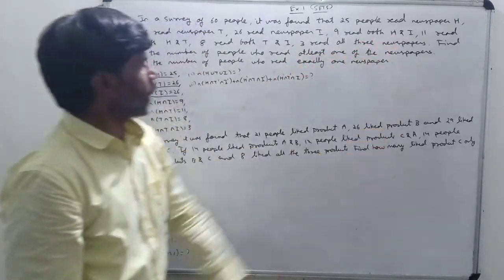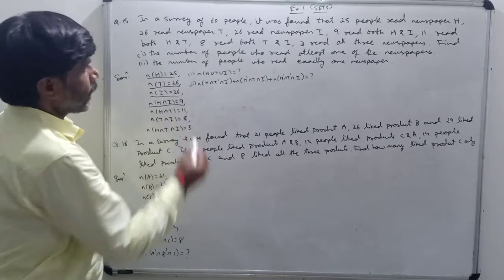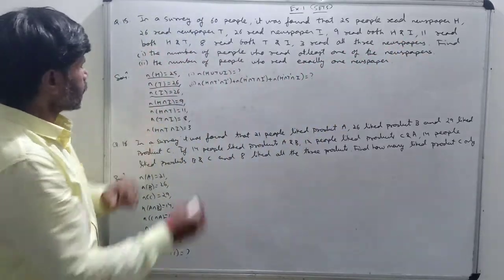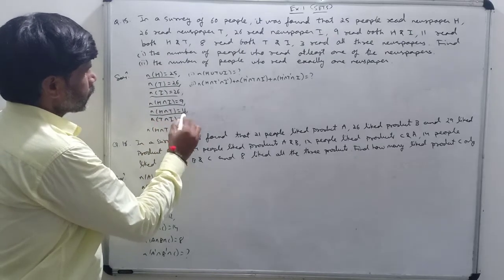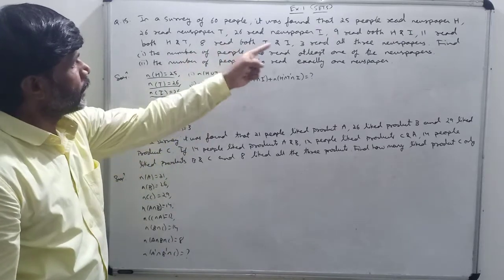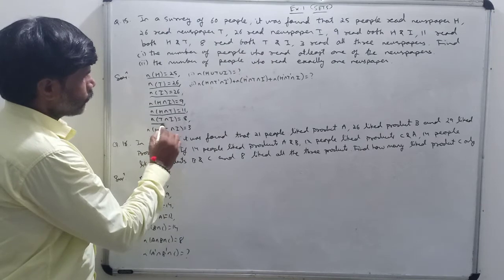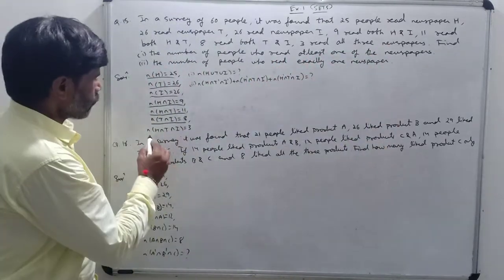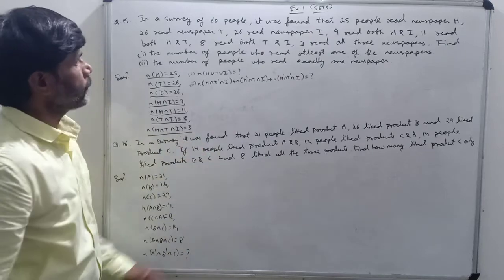26 read newspaper I. So N of I is equal to 26. 9 read both H and I. So N of H intersection I is equal to 9. 11 read both H and T. So N of H intersection T is equal to 11. 8 read both T and I. So N of T intersection I is equal to 8. 3 read all 3 newspapers. So N of H intersection T intersection I is equal to 3.